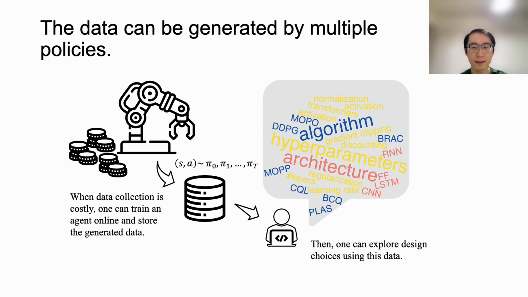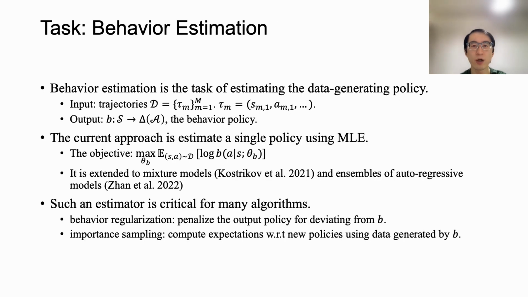I would like to emphasize that even if the data are from single source, they are generated by different policies. The reason is that during online training, the policy keeps improving, so two trajectories are likely to be generated by different policies. Now, I will talk about the task we address in this paper.